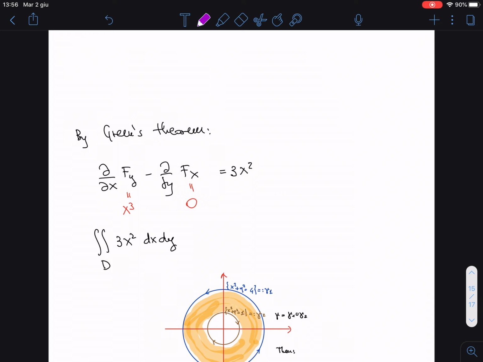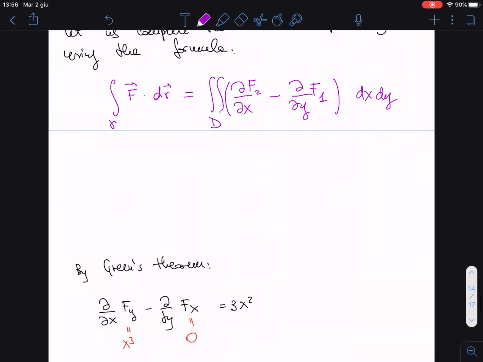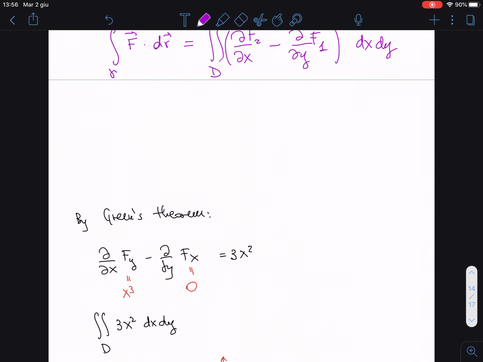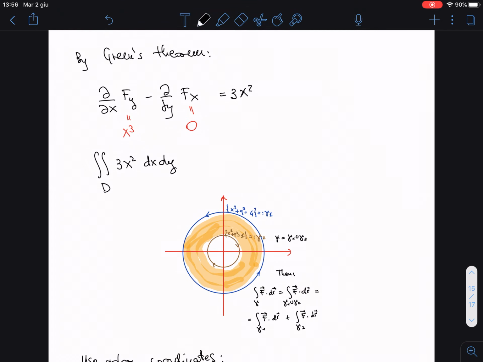And now, again, use Green's theorem. Here I used another notation. However, it is quite clear what the notation is. F2 is x cubed, F1 is equal to 0, so what we find here to be integrated on the region D is 3x to the second power. So we just have to compute this.